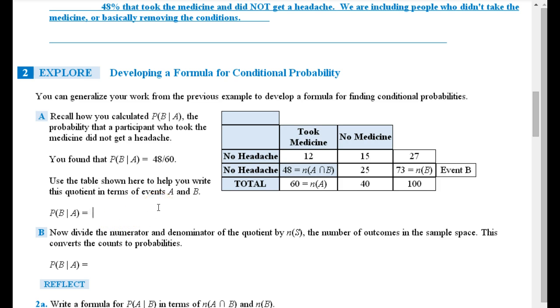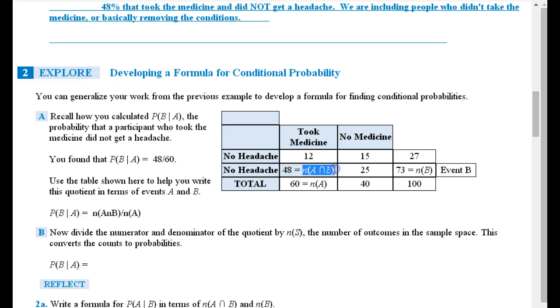So we would say the probability of B given A is equal to the probability of A, oh boy, I'm going to put an N there to represent intersection, A intersection B, divided by the number of A. I'm sorry, I should say not the probability of A, it's the number of A. This is what should be there.